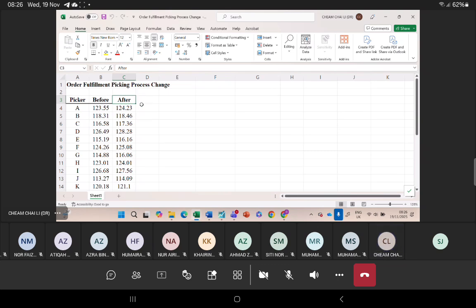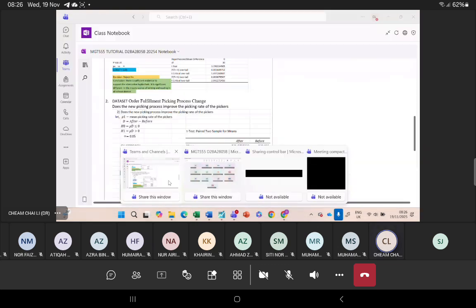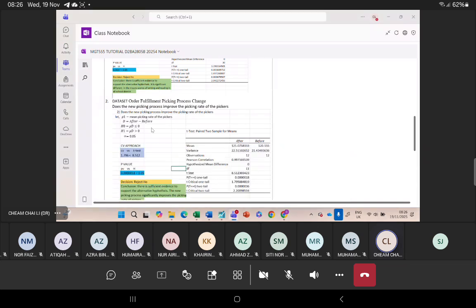That means if we take the formula after minus before, you will get a positive value. Positive value means you will have the sign greater than 0, right? So that is what you need to put in your alternative hypothesis. Yes, this is correct. Since you put this in your alternative hypothesis, the null hypothesis should be mu d less than or equal to 0.